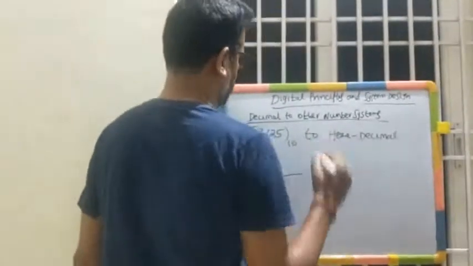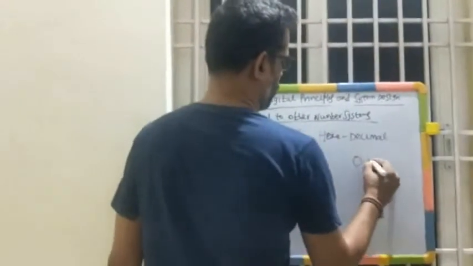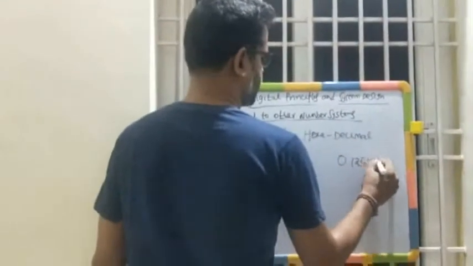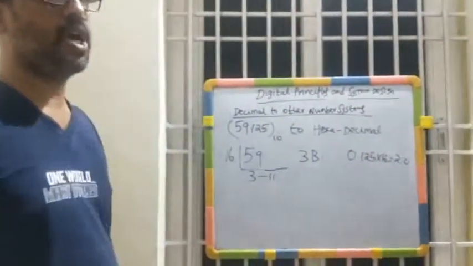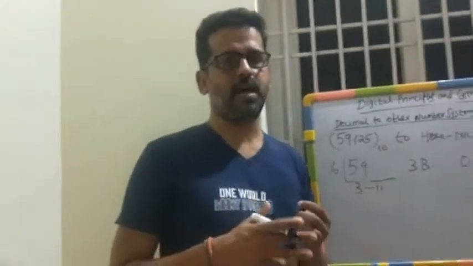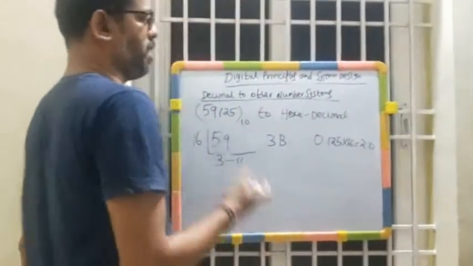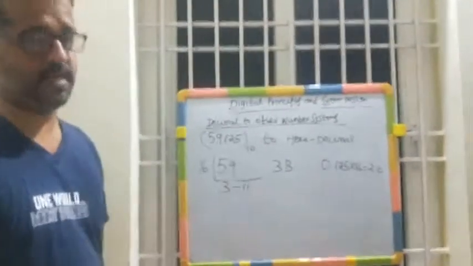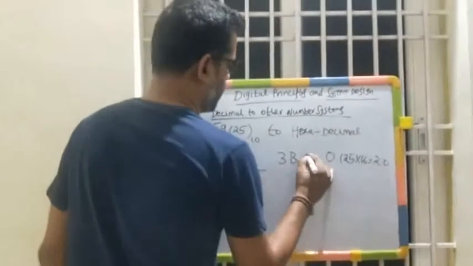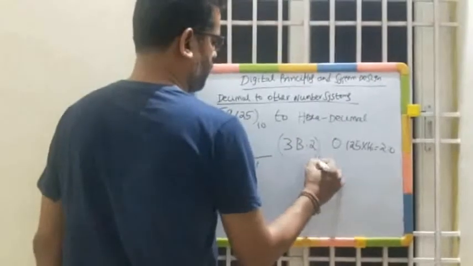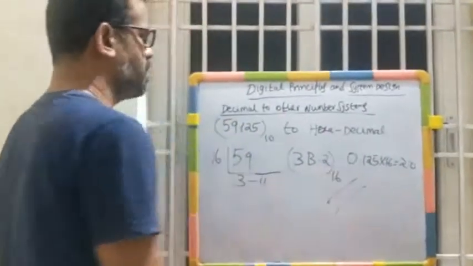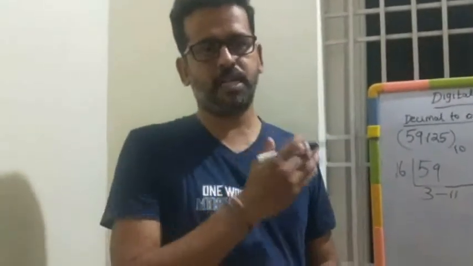Dot. We need to multiply 0.125 into 16. 0.125 into 16 is nothing but 2.0. The rule is very same. You have to go on multiplying the fractional part until you get a whole number. We have got it in the very first step in both octal and hexadecimal cases. So the result would be 3B.2 base 16. This is how you need to convert the given decimal number to other number systems.